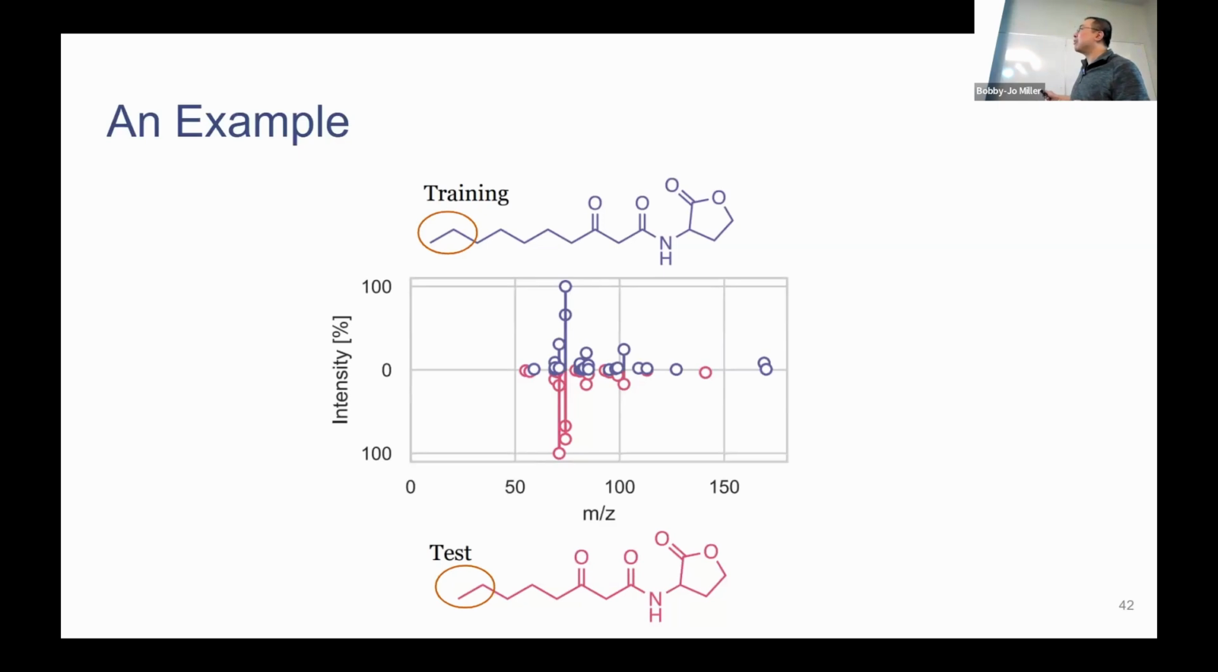So if the model is able to learn this in the training set, it doesn't have to do anything. It has to do very little work on generalization. All it has to do is memorize what this guy looks like and give the answer.